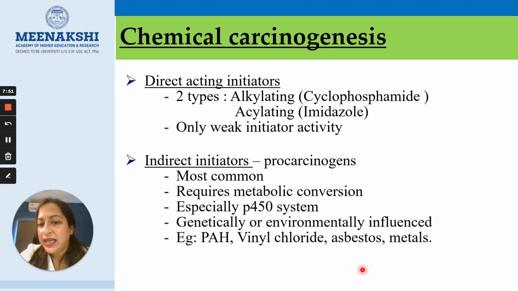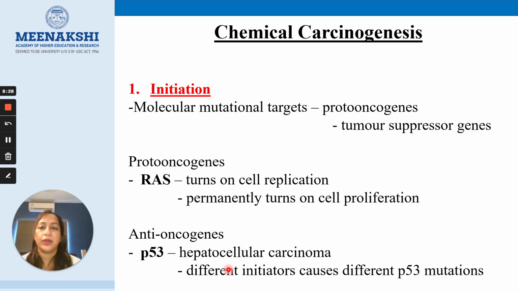So, among the directly acting, you have two types. You have alkylating, for example, cyclophosphamide, and acylating, which is imidazole. They are weak initiators. As nature has it, these directly acting initiators are actually very weak acting. But the indirectly acting examples are polycyclic aromatic hydrocarbons, vinyl chloride, asbestos, and metals like lead and arsenic, and these are pro-carcinogens. They are broken down by the cytochrome P450 system of our liver cell, located where? In the endoplasmic reticulum.